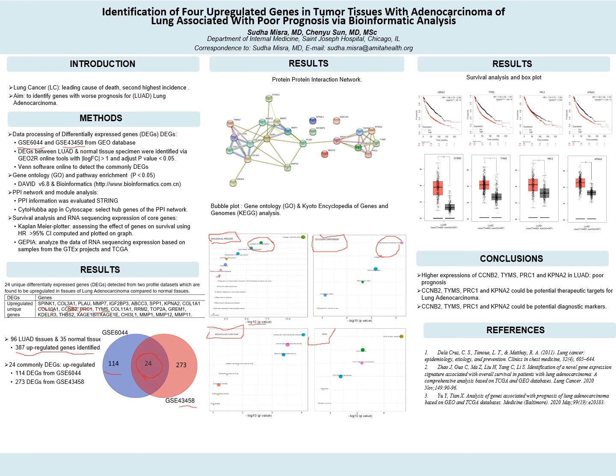The top 5 and top 4 analysis of genes revealed that CCNB2, TYMS, PRC1, and CAPN2 are the 4 genes which are overexpressed. We also did a survival analysis and a box plot analysis of these 4 commonly expressed genes. The graphs, as you can see above, demonstrate with a p-value less than 0.05 and a hazard ratio greater than 95% that these 4 genes were associated with poor prognosis in patients with lung adenocarcinoma.